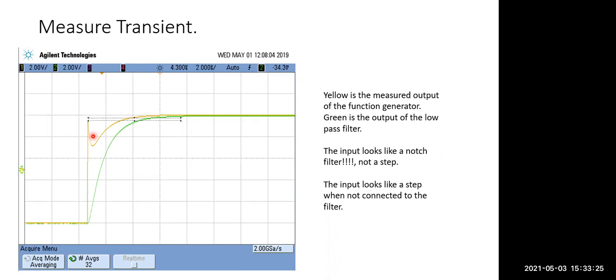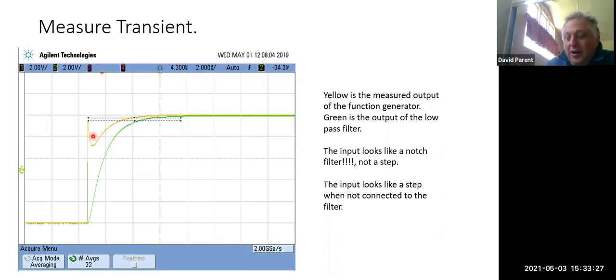Now, I don't have a picture, but I can tell you I knew how to hook up that circuit. And V out is certainly a low pass filter. This is V in. So what do I do? I disconnect the circuit and make sure that I'm getting a step response. When the circuit isn't connected to the function generator, I am getting a step response. I hook it up, I'm getting a notch. I disconnect it, I'm getting step. I connect it, and I'm getting a notch.